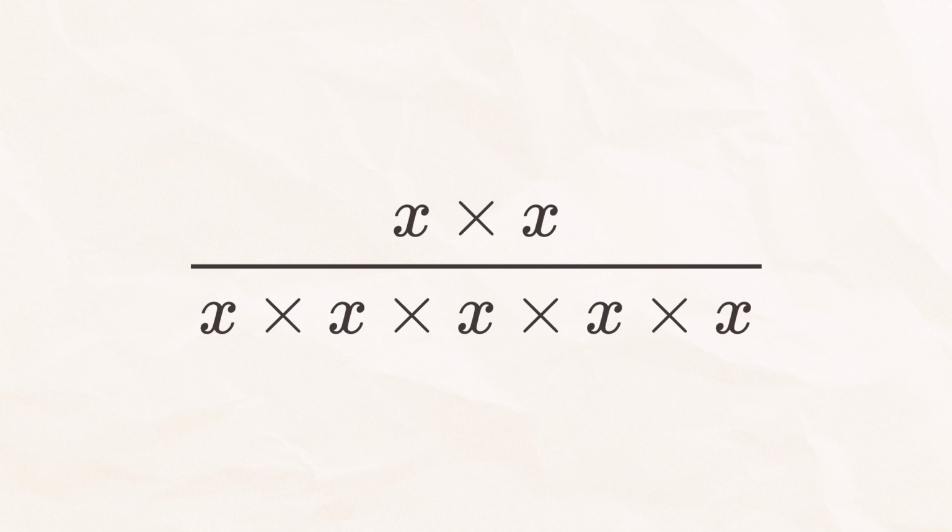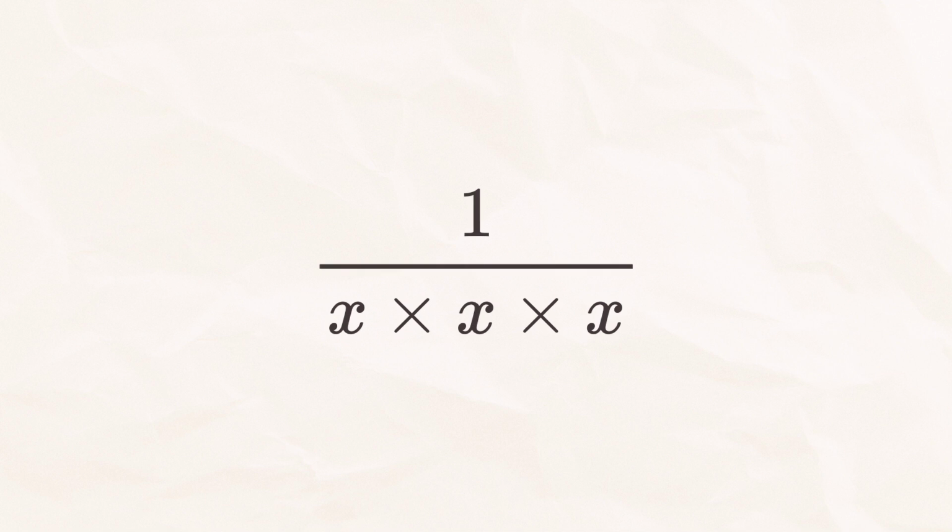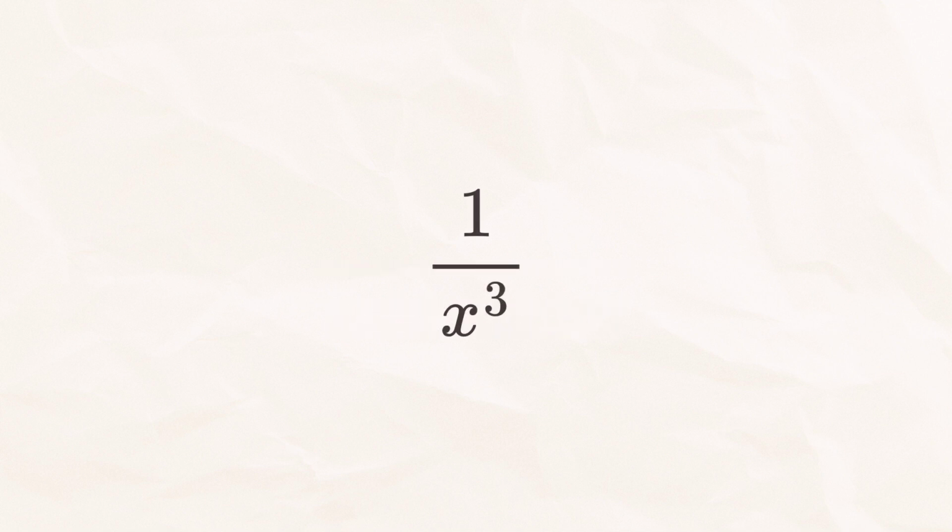The 2 in the numerator get matched up with 2 in the denominator. And we're left with 1 over x times x times x. And there's the answer, 1 over x to the third. So the first time we did this, we got x to the minus 3. And now we just got 1 over x to the third. Which is it? I mean, this looks like two different answers.